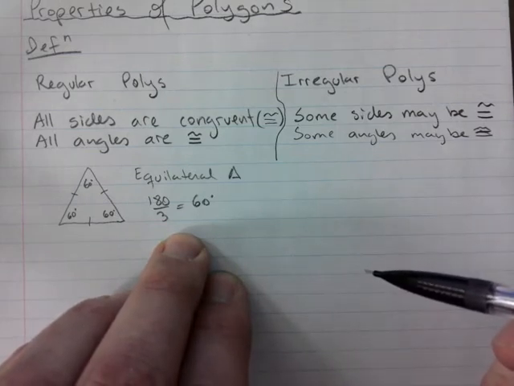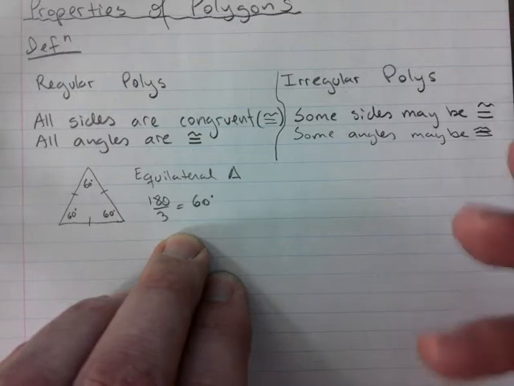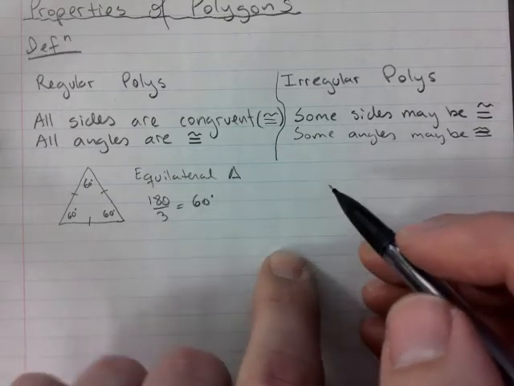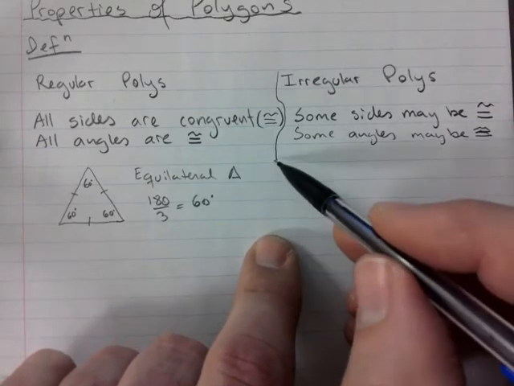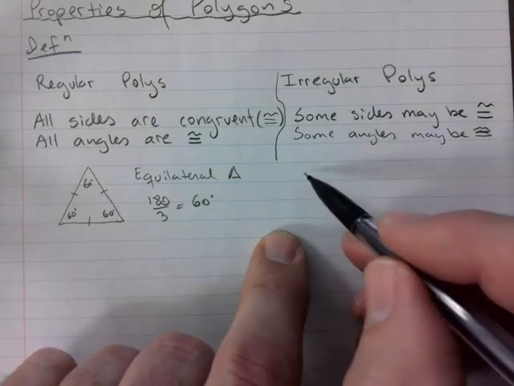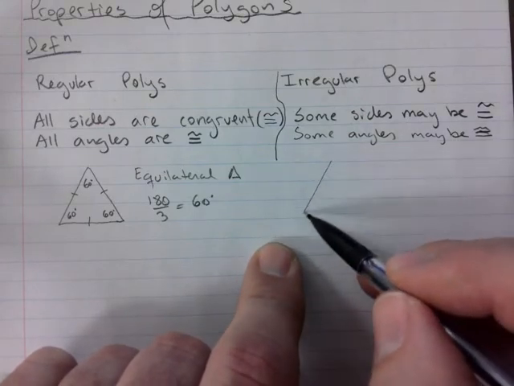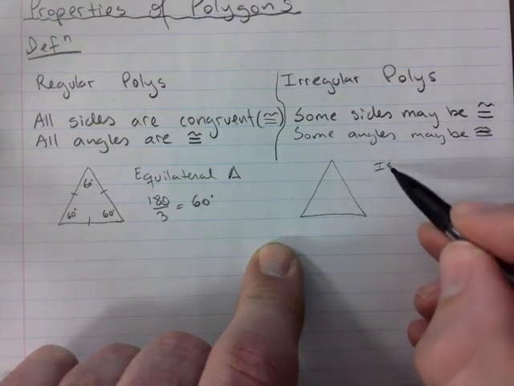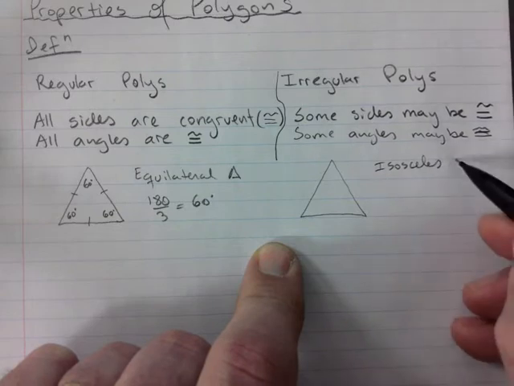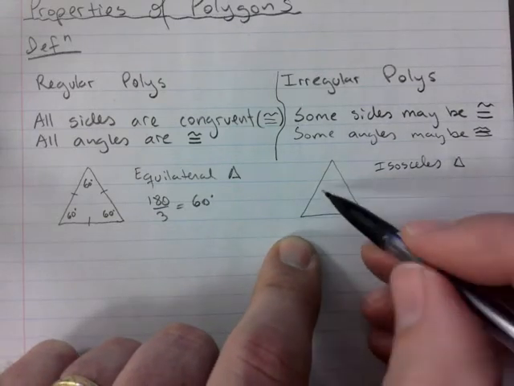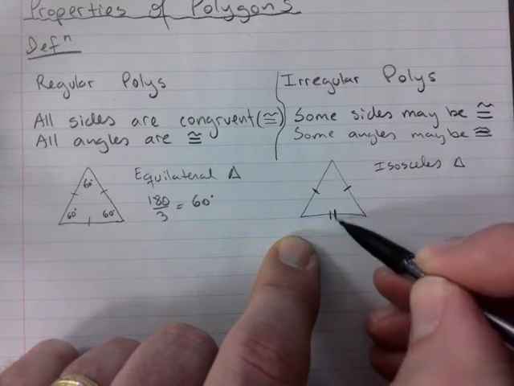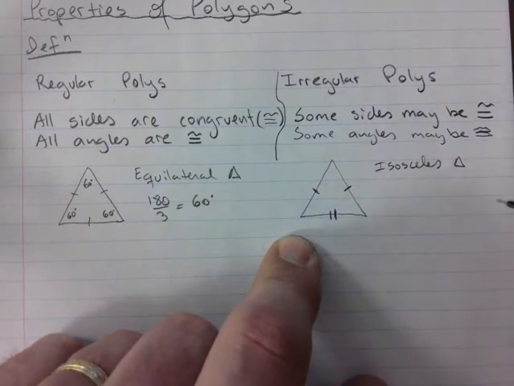However, it doesn't work with a 4-sided shape. For example, a rectangle, all 4 angles are 90, but not all sides are the same. So just keep that in mind. So I'll put this there, and I will say that an isosceles triangle would have these two sides being the same, but this side would be different. So that's how the markings would go.